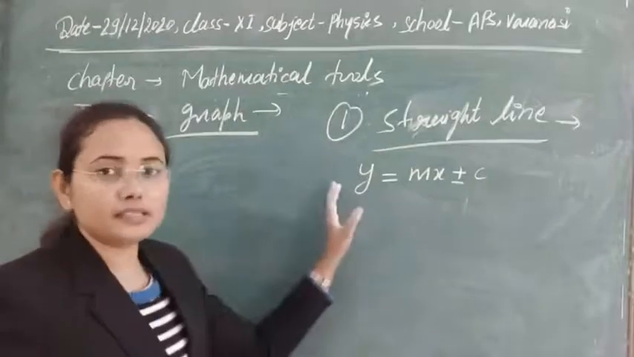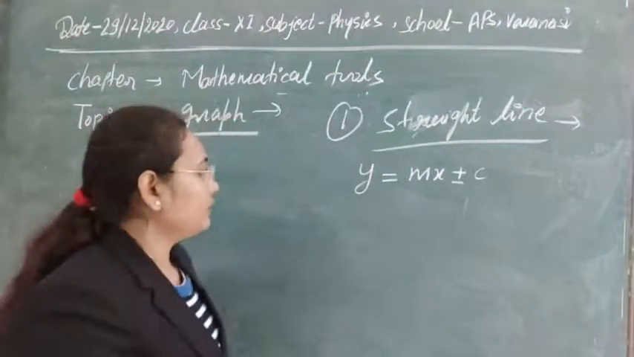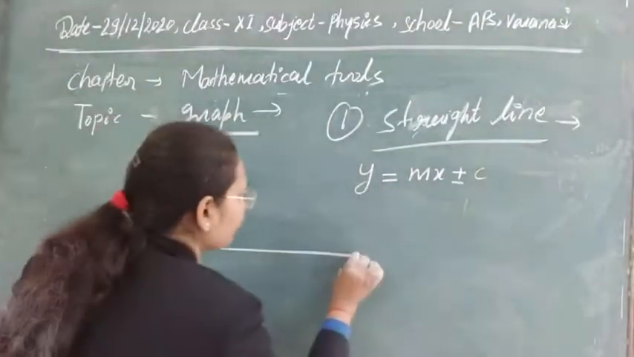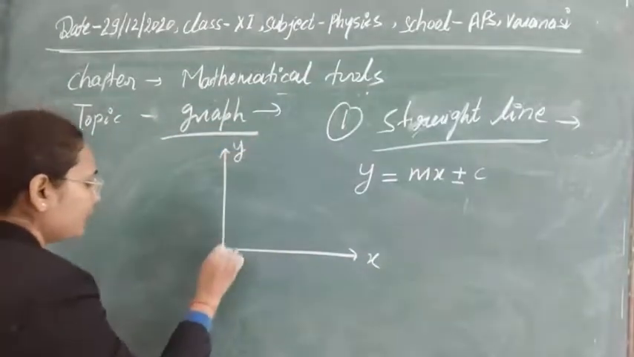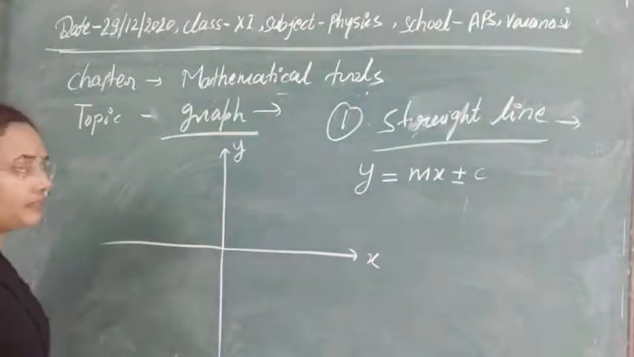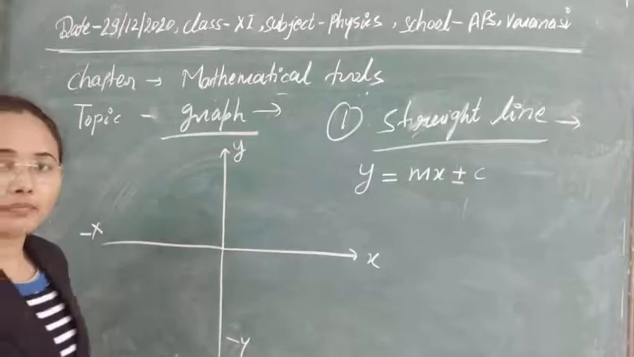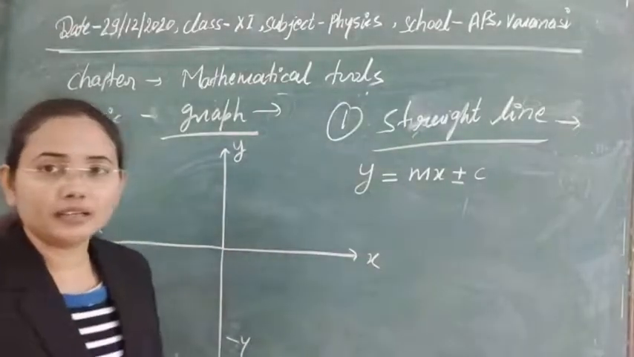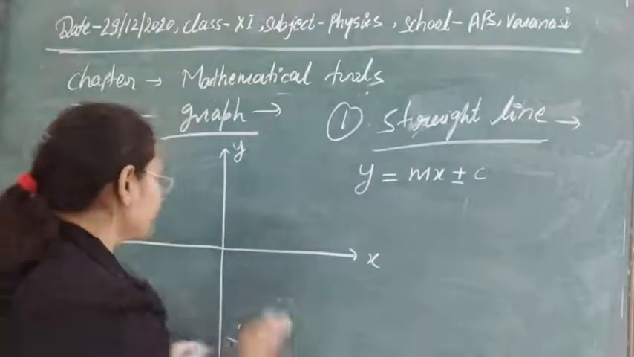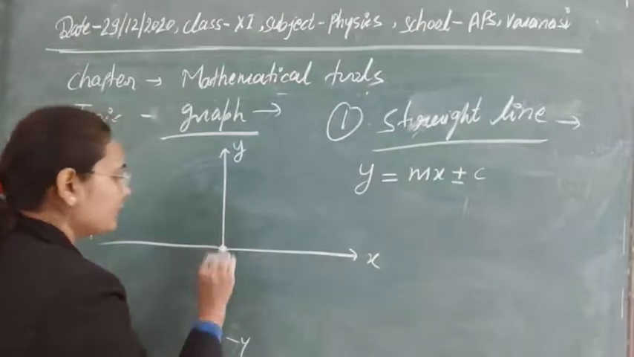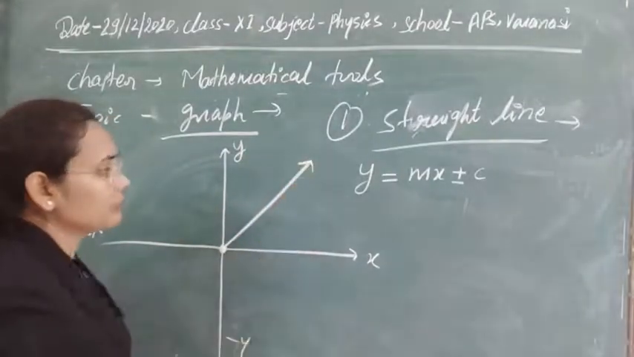This is the general formula for the straight line that we have. Suppose we have two axes: first is x, this is y, and you can just make it in this way. This is the negative x-axis, this is the negative y-axis. Now suppose we take a straight line that is passing through the origin, where the x and y coordinates meet, and the straight line is in this way.